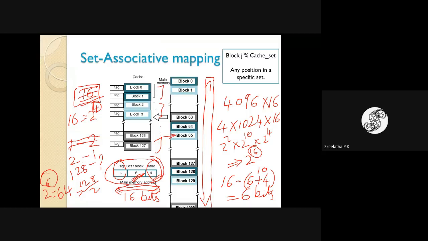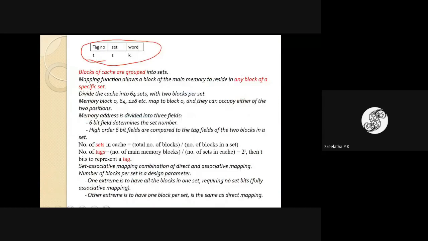Blocks of cache memory are grouped into sets, and a specific set contains a number of blocks. How many blocks does it contain? That is the set associative. If a set contains 4 blocks, block 0, block 1, block 2 and block 3, then it is told as 4-way set associative mapping.